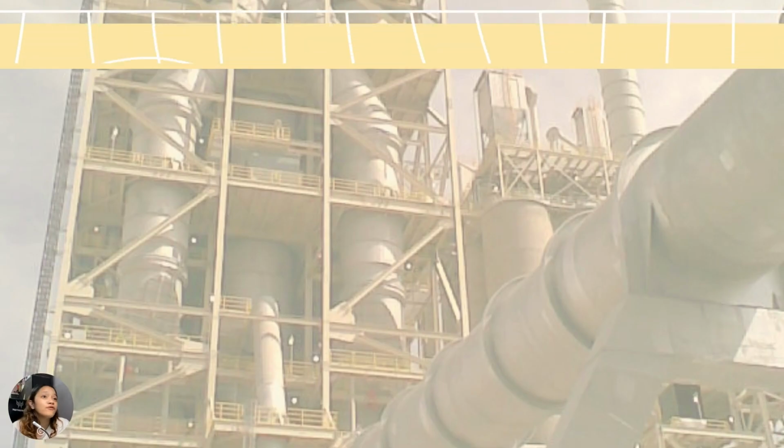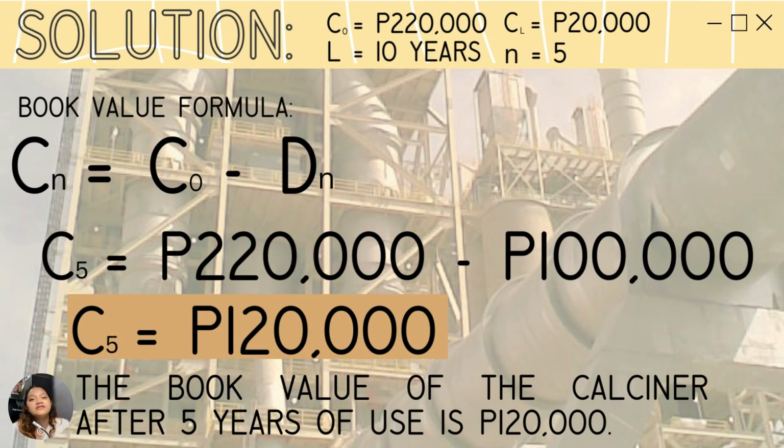And now we can solve for the book value after 5 years. The book value formula is equal to original cost minus the depreciation after n years, substituting the values that we solved earlier. So 220,000 pesos minus 100,000 pesos, which is the one we solved earlier. We now know that the book value after 5 years is equal to 120,000 pesos. Therefore, the book value of the calciner after 5 years of use is 120,000 pesos.